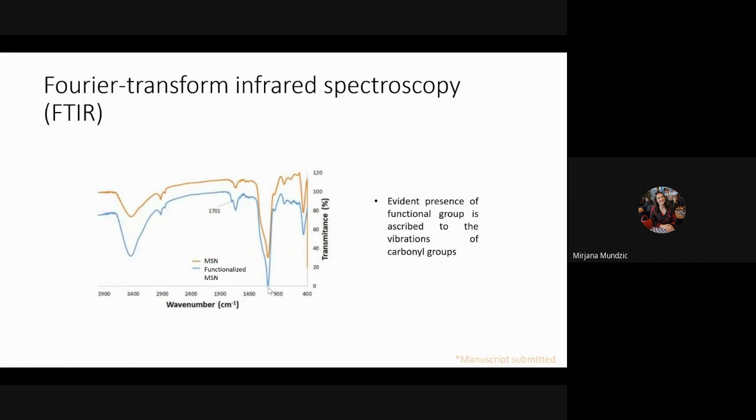To be sure that we performed the functionalization well, we were looking for the differences between the Fourier transform infrared spectroscopy spectra, between the MSN and the functionalized MSN, and we found it here. So these vibrations at around 1700 are ascribed to the vibrations of the carbonyl groups.